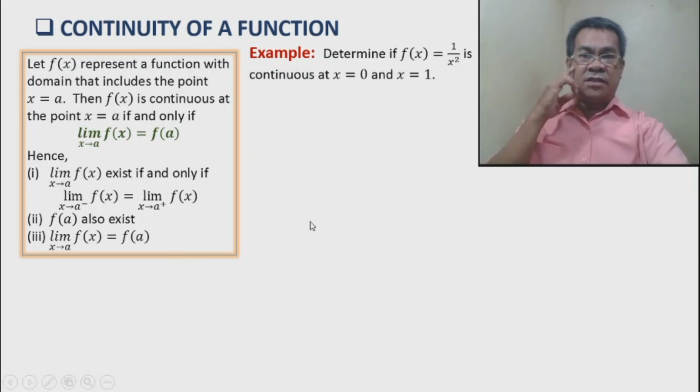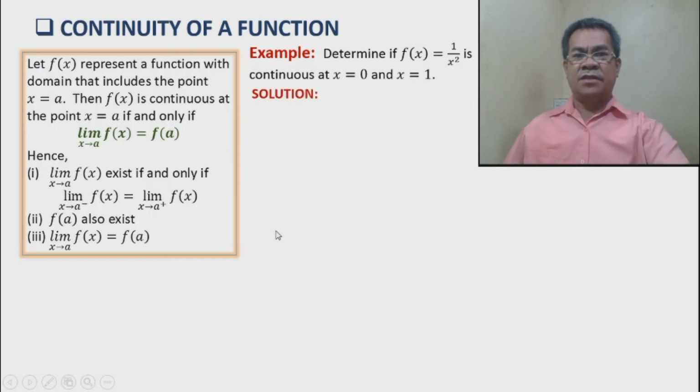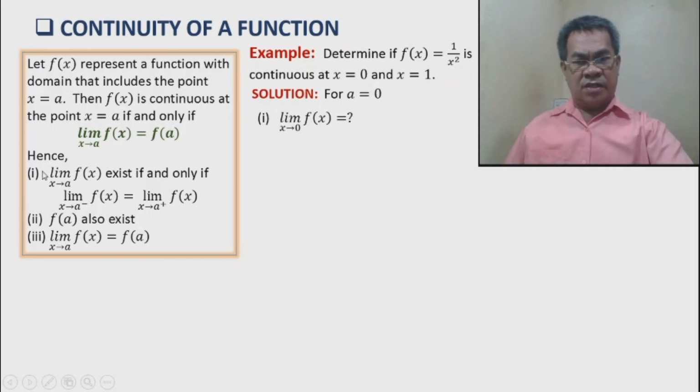Okay? So, for example, we have a function of 1 over x squared. Is it continuous at 0? Or is it continuous at 1? How do we investigate this one? So the answer is, first, a is equal to 0. This is for the first question. Then, evaluate condition number 1. The limit should exist.